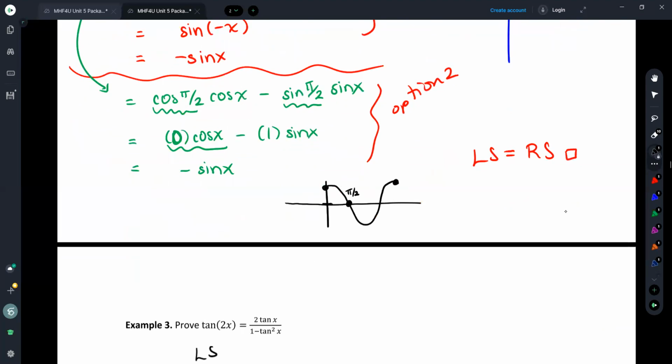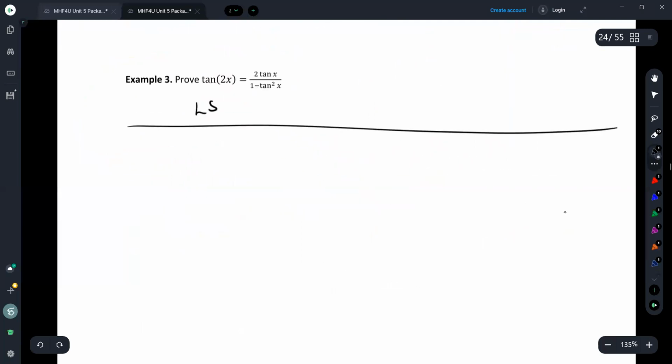Okay, so we're going to actually prove the double angle identity for tan. This is on our sheet, but we never use an identity to prove itself. So we're going to see if we can use other identities to prove the one for tan.